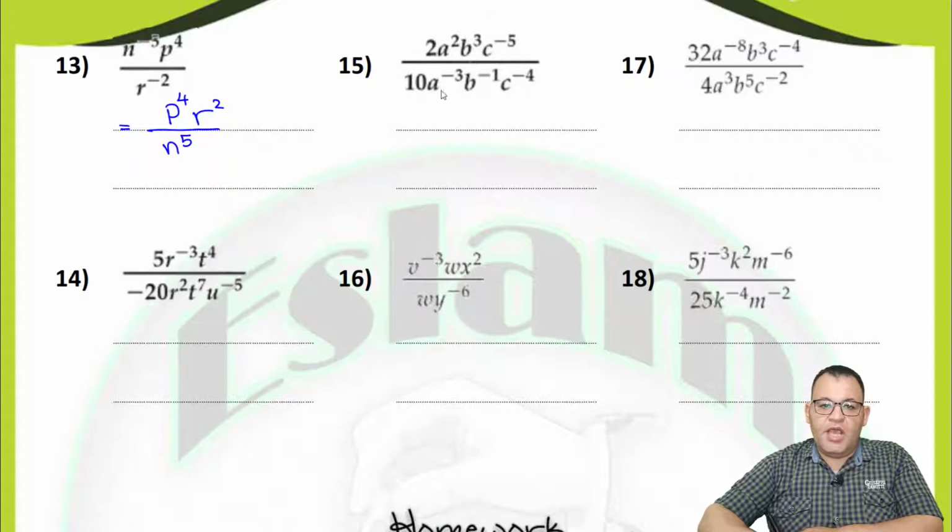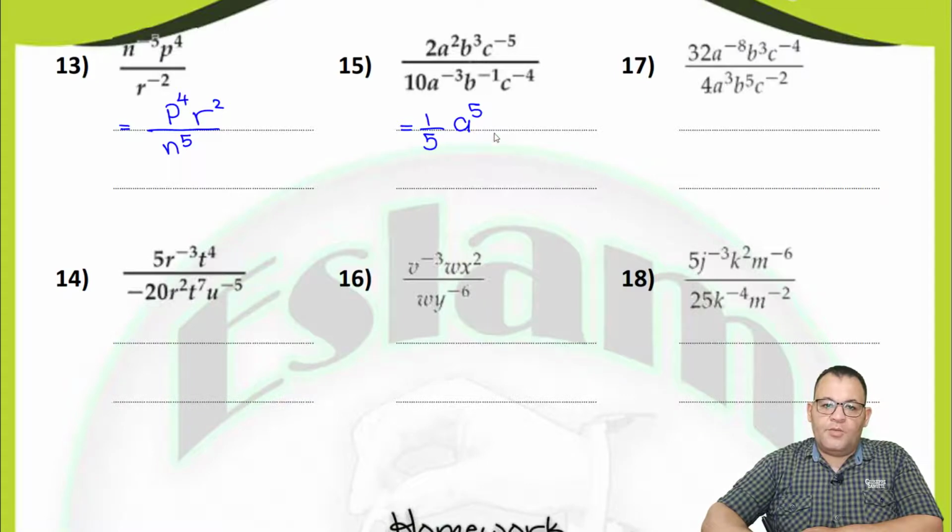Number 15. 2a to the power 2, b to the power 3, c to the power negative 5, divided by 10, a to the power negative 3, b to the power negative 1, c to the power negative 4. Step number 1, we need to simplify them. 2 divided by 10 equals 1 over 5. a to the power 2 divided by a to the power negative 3, we just write a and subtract the powers. 2 minus negative 3 equals positive 5.